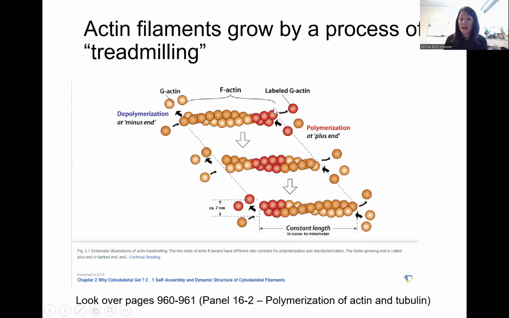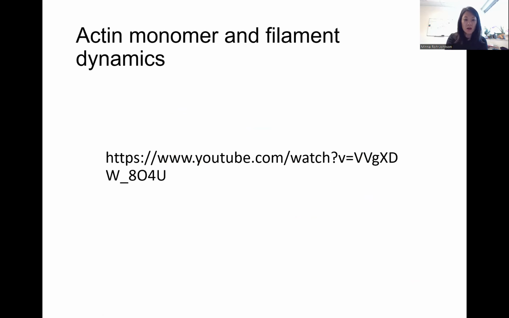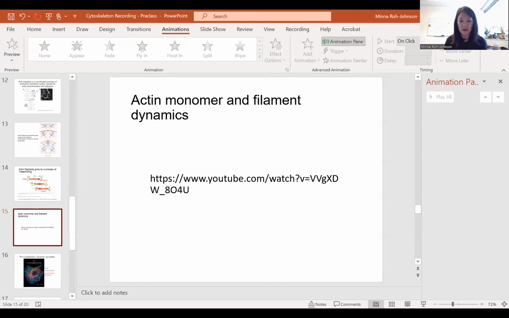Okay, so actin is constantly undergoing treadmilling, and it can stay a constant length with this treadmilling, but it can also grow if the assembly rate is faster than the disassembly rate. And if you want more information on ATP status, as well as what drives the assembly and disassembly rates, it also is related to the actin monomer concentration in the local area. You can get more information on panel 16.2, which is on page 960, 961. I found that these two pages are really helpful to get a bird's eye view on actin and microtubule dynamics.